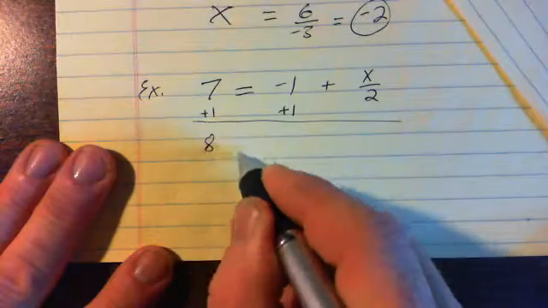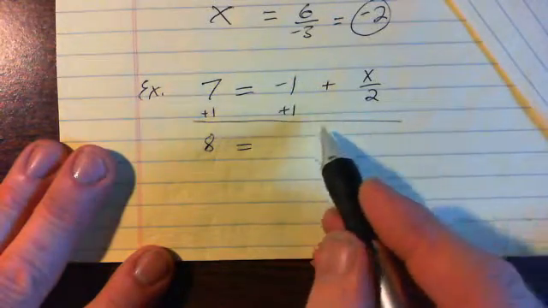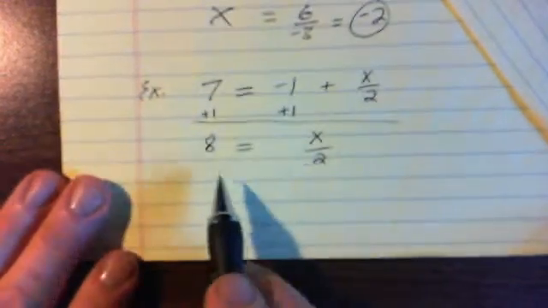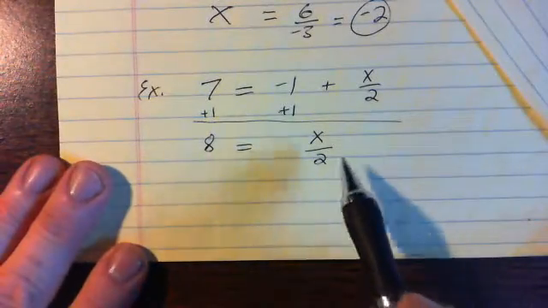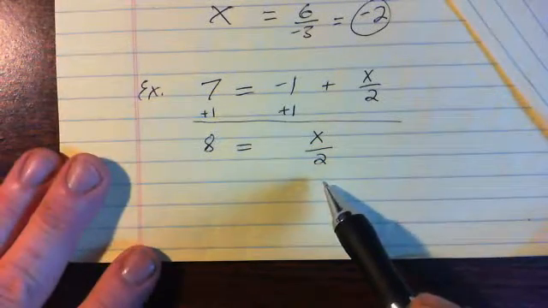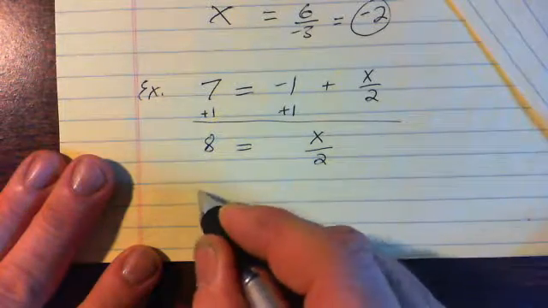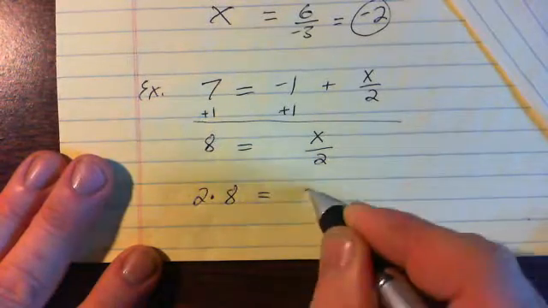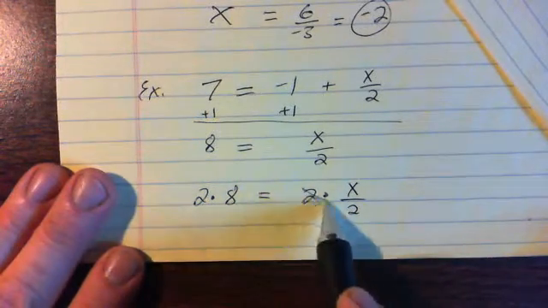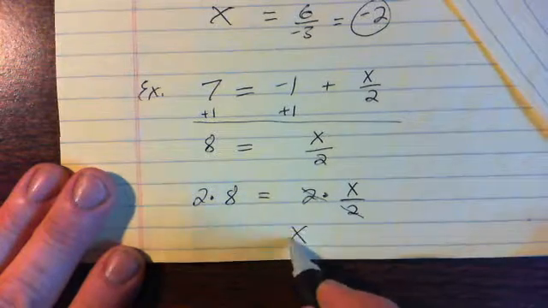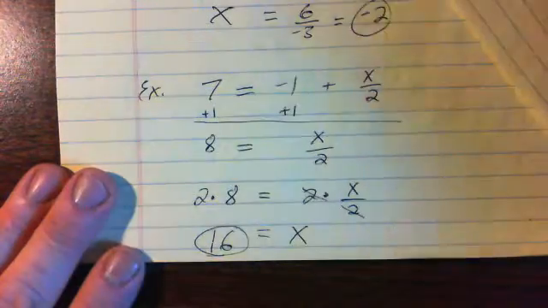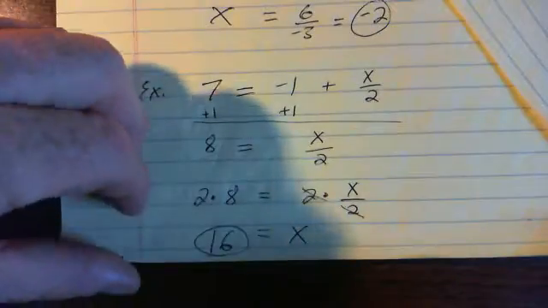That would give us 8 equals 0 and then x over 2. So basically you have 8 equals x over 2. Now what's the opposite of dividing by 2? Well, of course, multiplying by 2. So if we multiply by 2 on both sides, like that, then the 2's will cancel and you'll end up with just x, in this case, equals 16. So there's another example of a two-step equation.